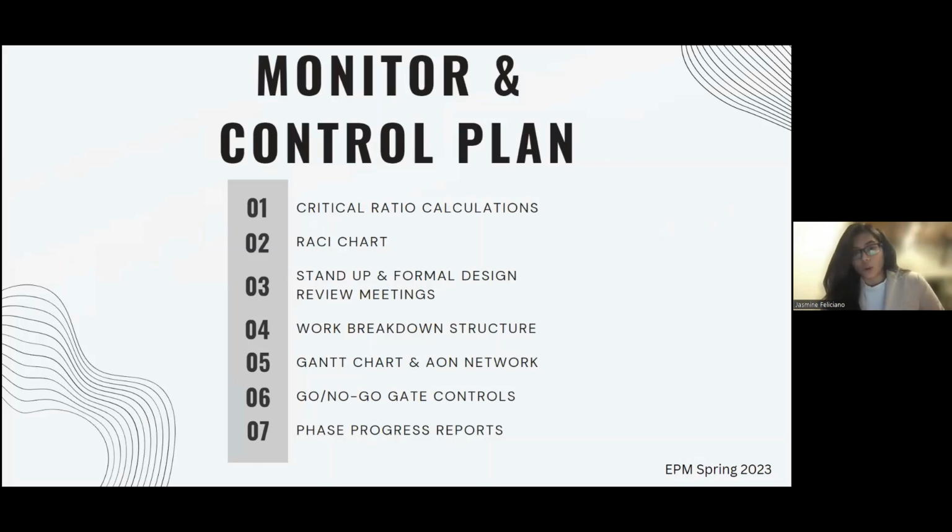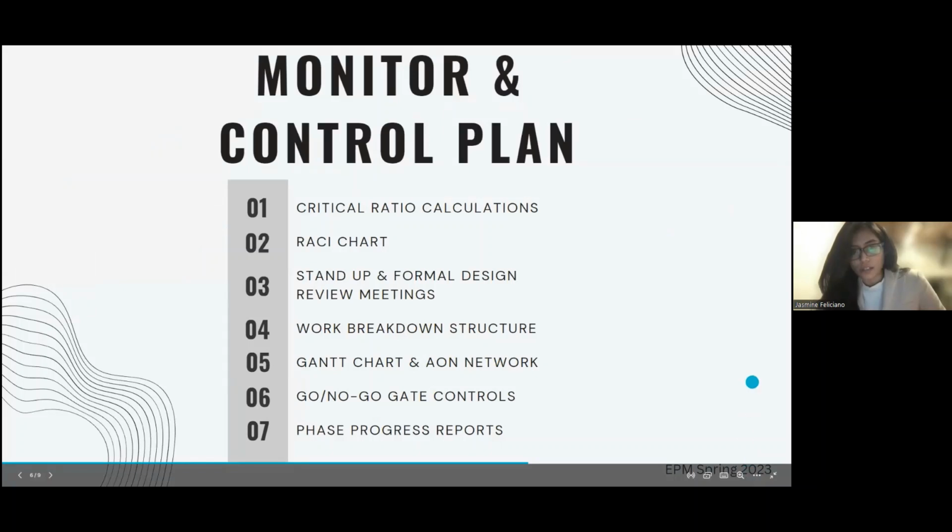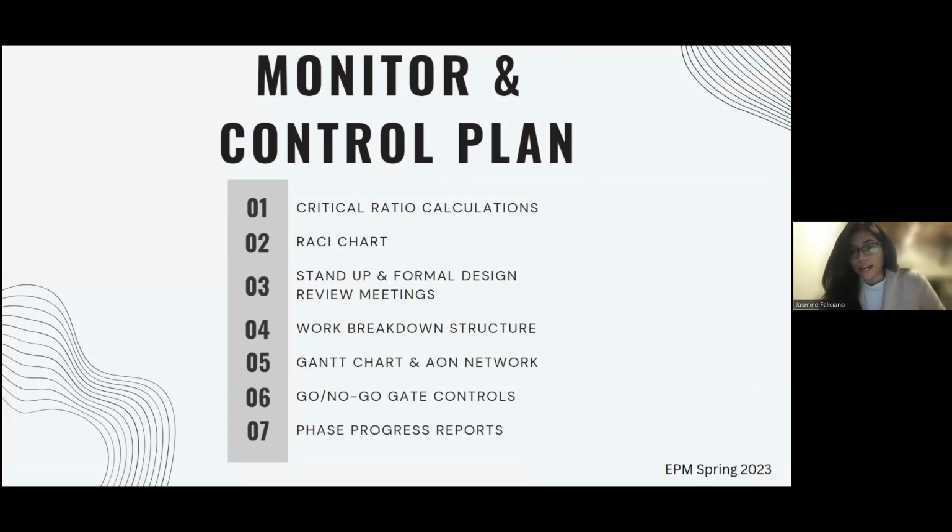For our monitor and control plan, we have key elements: work breakdown structure, Gantt chart, and AON network, as mentioned earlier. These items are important and need to be tracked closely. We also have our go, no-go gate controls, which will be used in our establishment phase. And of course, our RACI chart.